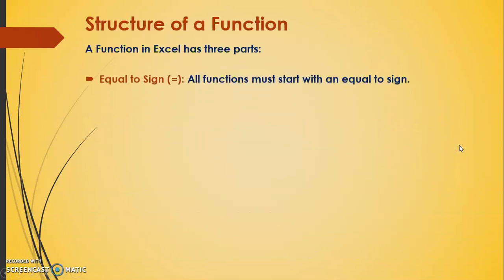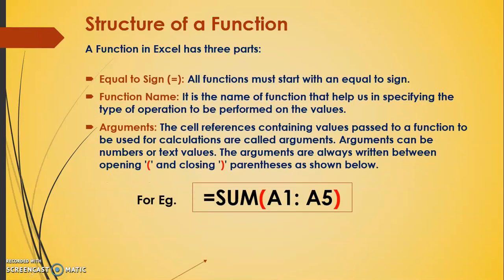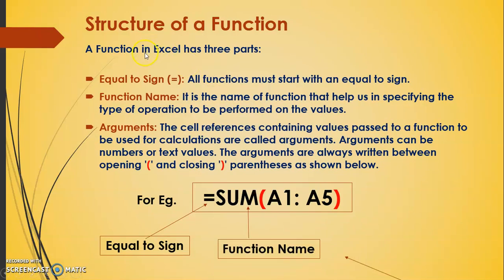Now what is the structure of a function? How do you define a function in Excel? A function has three parts. First is the equal to sign, then comes the name of the function, and last comes the argument. Every function will start with the equal to sign. Then you will need to provide the name of the function, what function you want to use, and the third part is the argument. Argument means the data on which you want to perform the calculation.